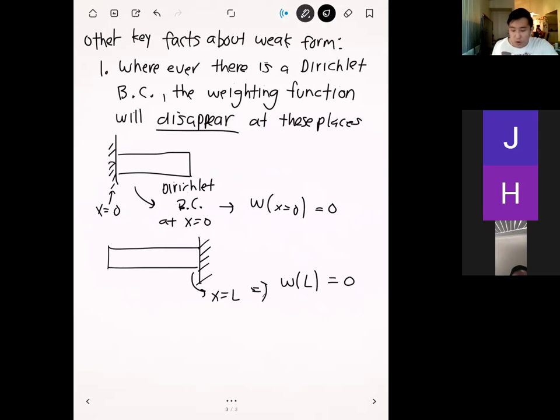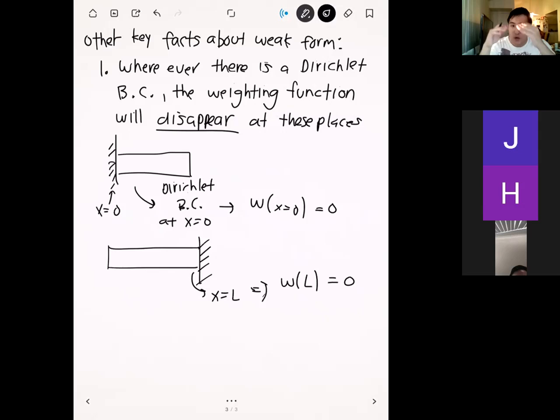So it depends on your problem. If your problem has a Dirichlet boundary on the left-hand side, then you would have W of 0 is equal to 0. And if your Dirichlet condition is on the right side, you have W of L is equal to 0. And this is going to get even more complicated once we get into 2 dimensions. In 2 dimensions, we're not just going to have a left boundary and a right boundary.